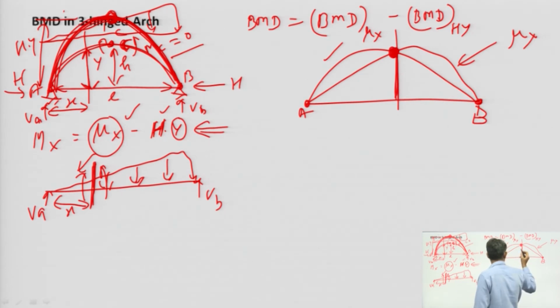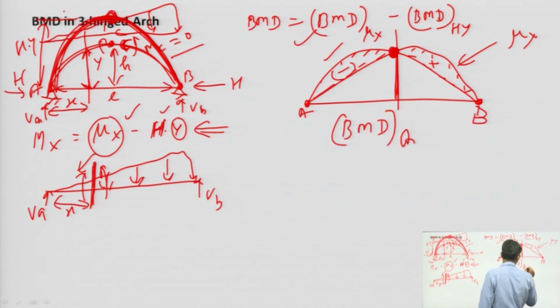So, we need to subtract this one from the bending moment mu x. This one part will be plus, this one part will be minus. So, this hatched area is the plot of BMD for the arch, right. Let us do one question.